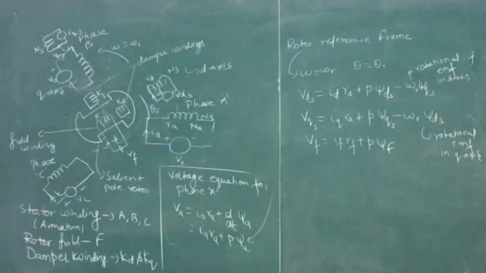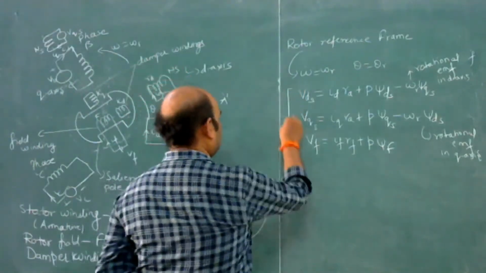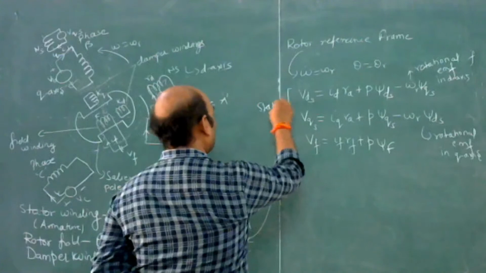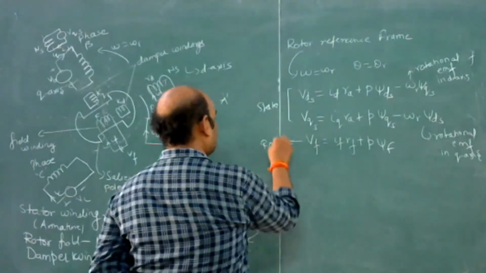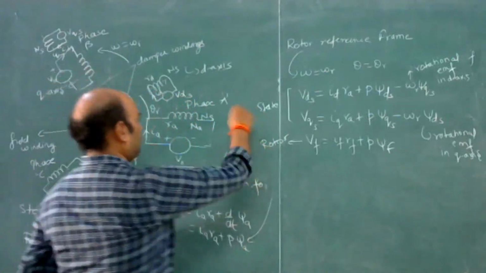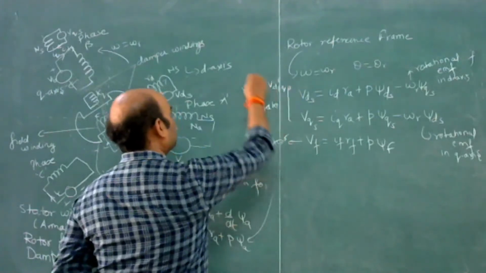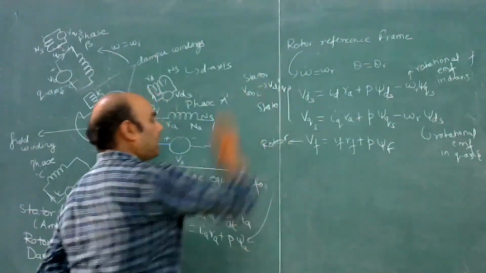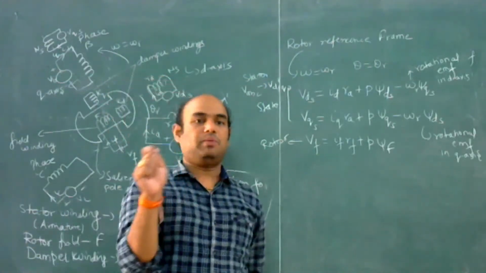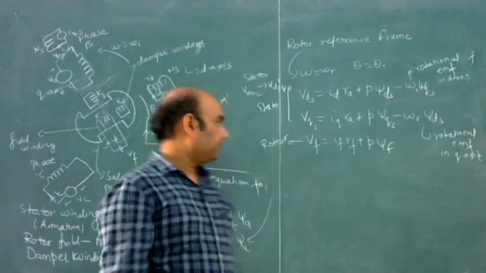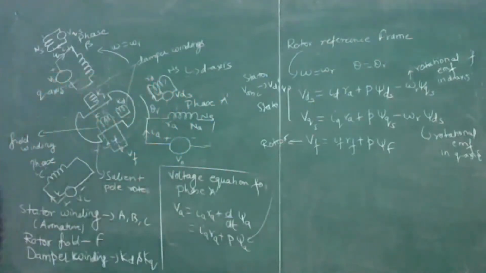So rotational EMF will appear in the stator DQ winding. So this is the stator DQ, and it is for rotor. Okay. So VABC is converted to VDQ. This is for stator winding, that is phase ABC is converted to DQ. Okay. So this equation is for rotor.